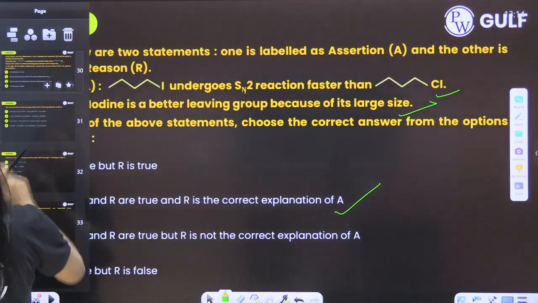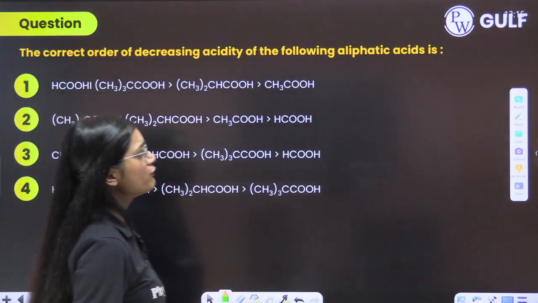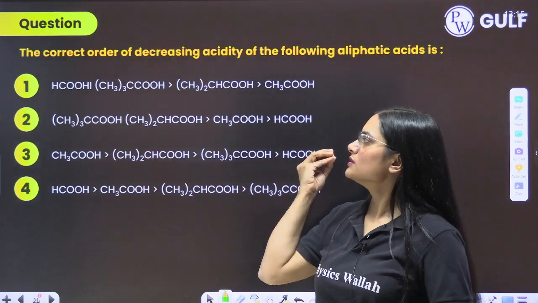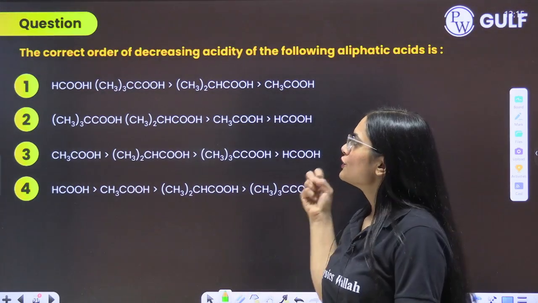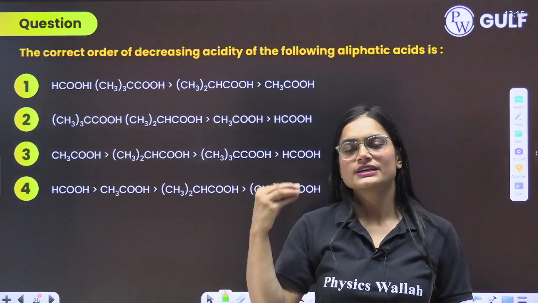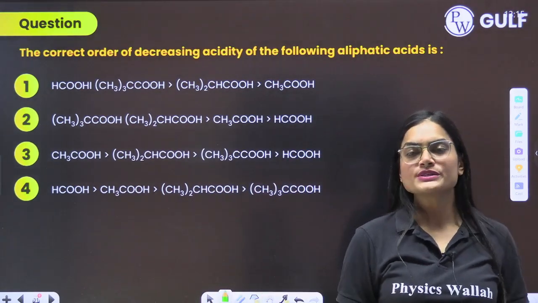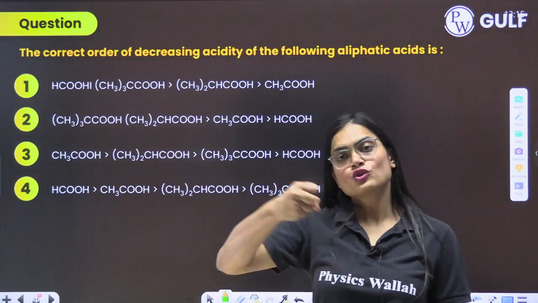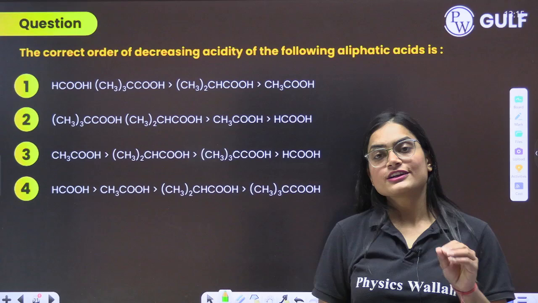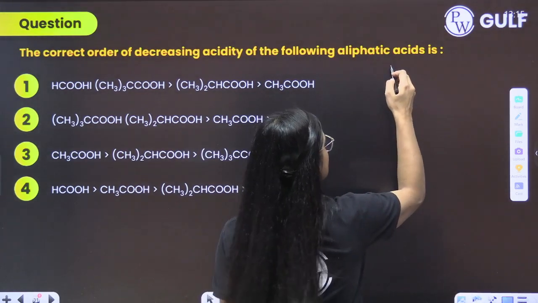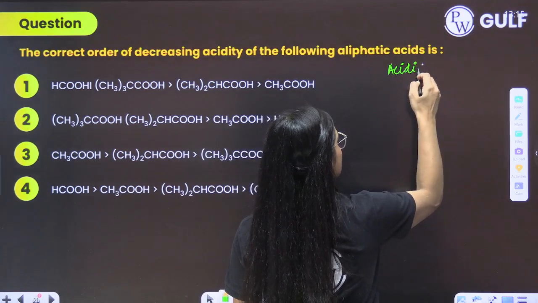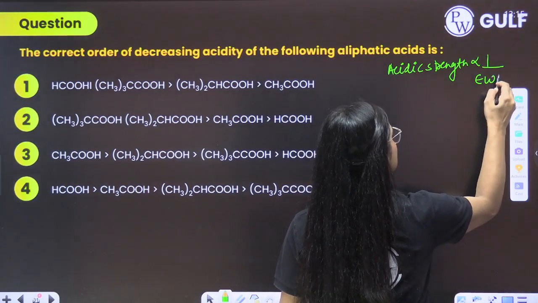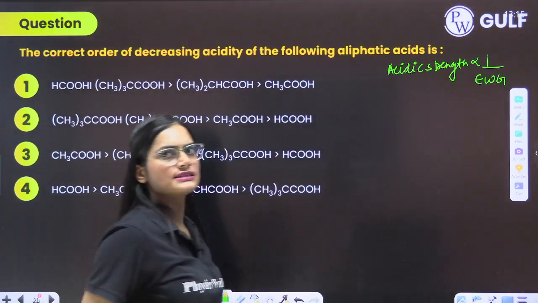Next, guys, the correct order of decreasing acidity of the following aliphatic acids, beta, acidic strength. If you look into this question, the compounds that have been given to you have CH3 groups attached. CH3 groups are electron donating groups, and if electron donating groups are there, your acidic strength decreases. Electron withdrawing groups increase the acidic strength, while electron donating groups decrease the acidic strength.